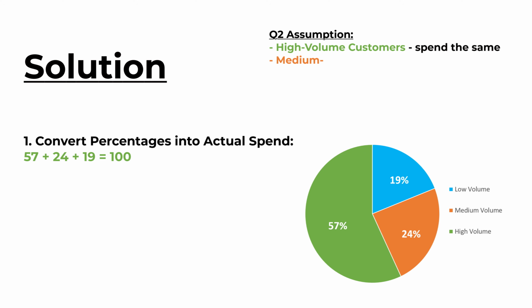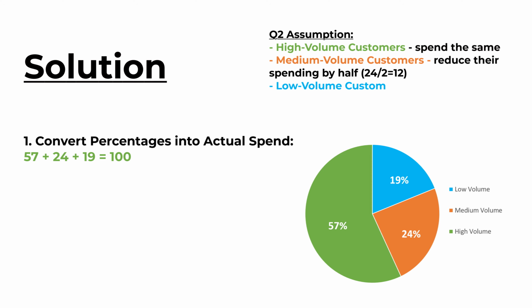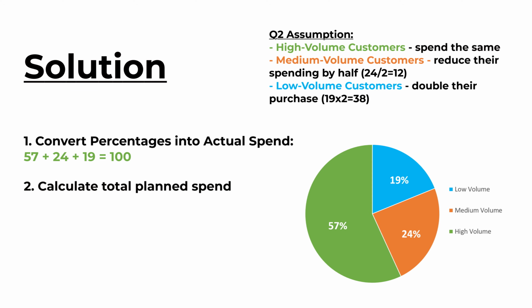57 for high-volume customers will remain the same, but we know that the medium-volume customers will spend the half, and half of 24 is 12. And then we know that the low-volume customers are planning to double their spending, which would be equal 19 multiplied by 2 as 38. So the new equation will be 57 plus 12 plus 38, which would be equal 107.